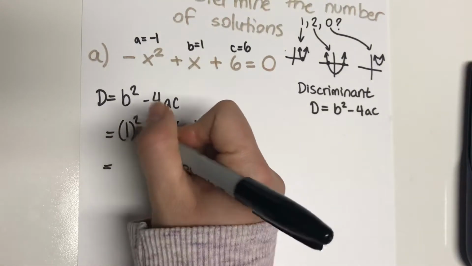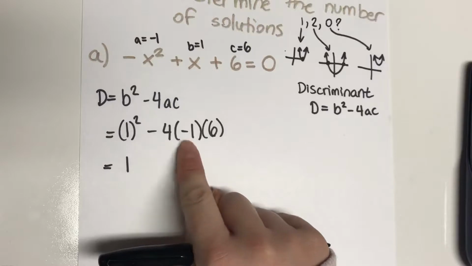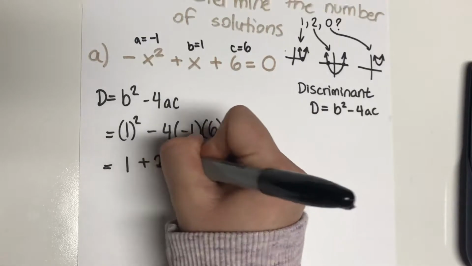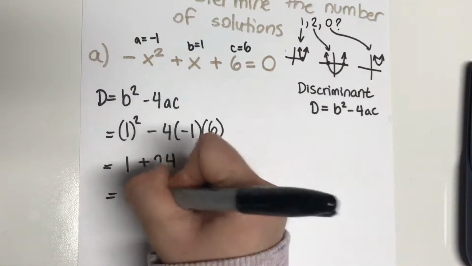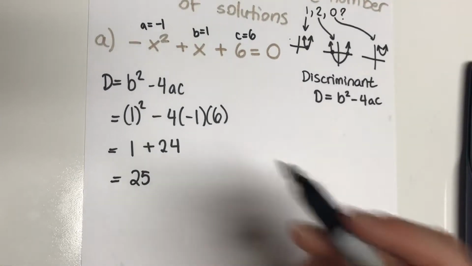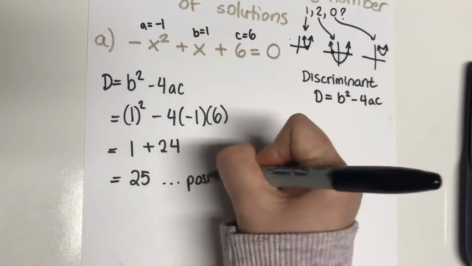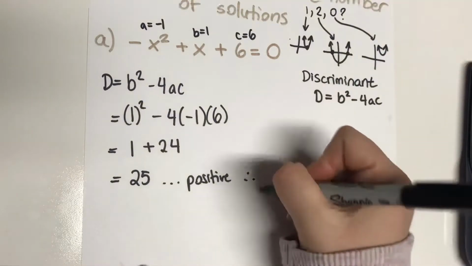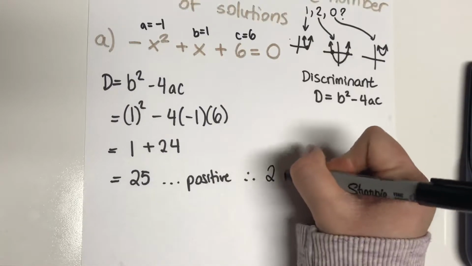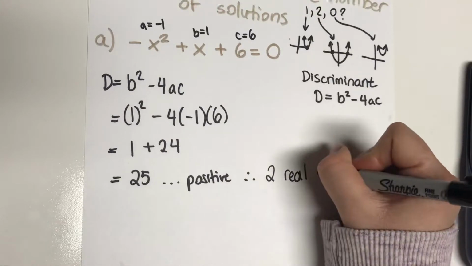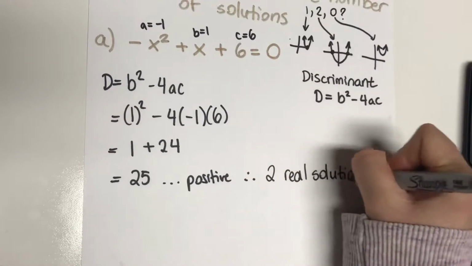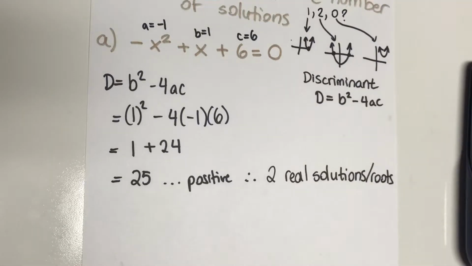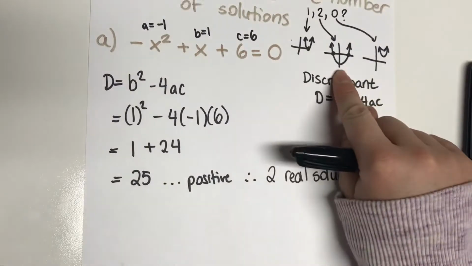I'm going to simplify. 1 times 1 is 1. -4 times -1 is 4, times 6 is 24. And that gives me 25. So this is positive. Therefore, there are 2 real solutions or roots. So that means it's going to cross it twice. It's going to look like this.